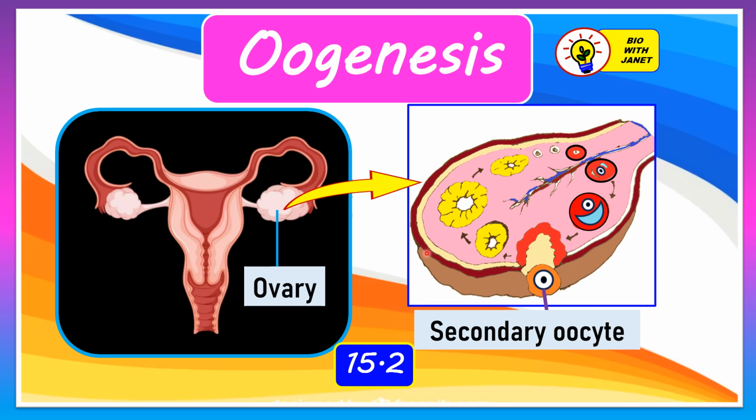So the human egg or ovum is found in the ovary, and as seen here, this is the ovary and this is the secondary oocyte or the immature ovum. It is the largest cell in the human body with a diameter of about 0.1 mm. On the average, a woman will ovulate or release about 400 to 500 of these eggs in her lifetime. Let's discover more interesting secrets about oogenesis.